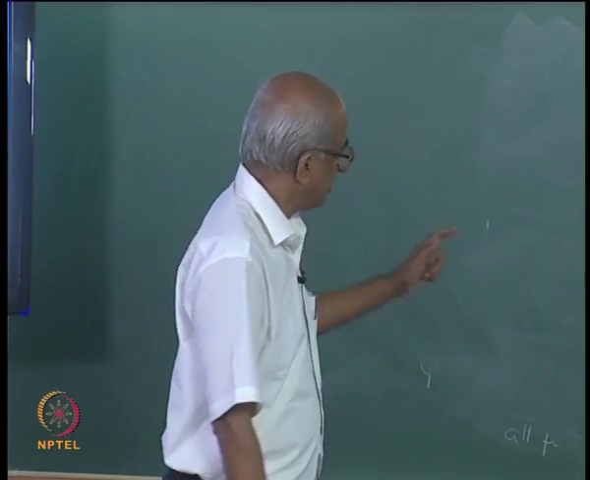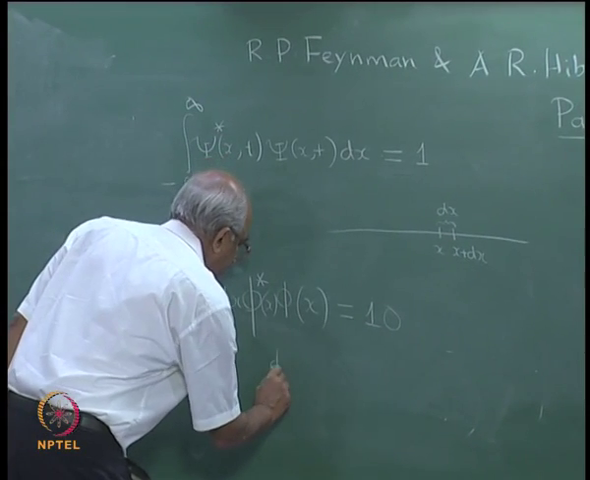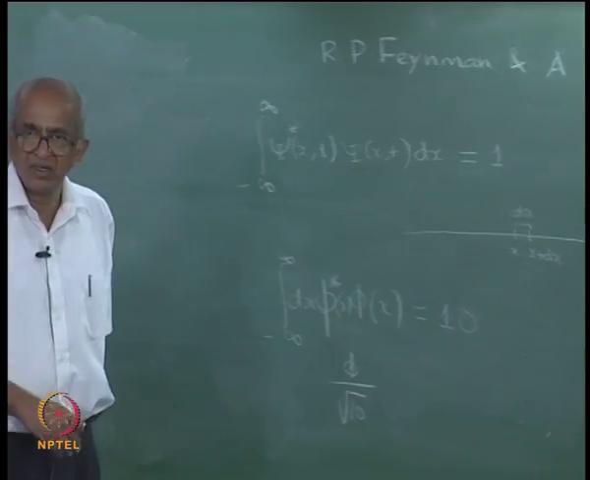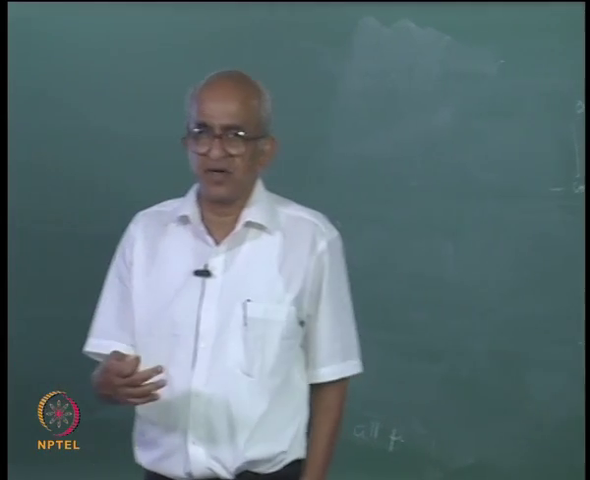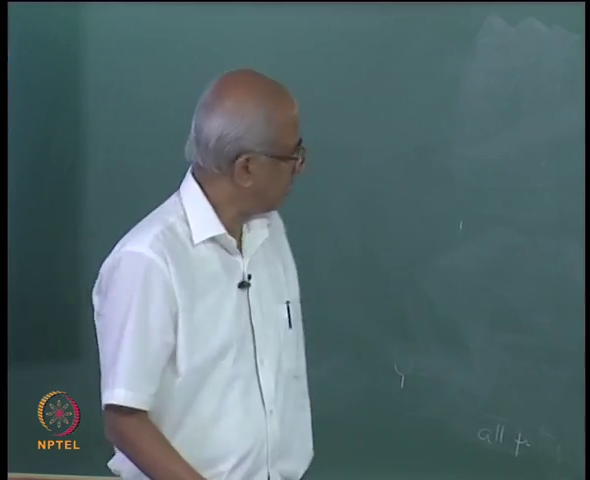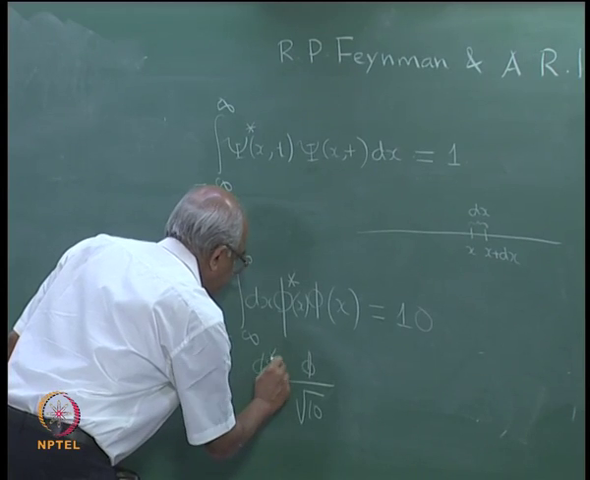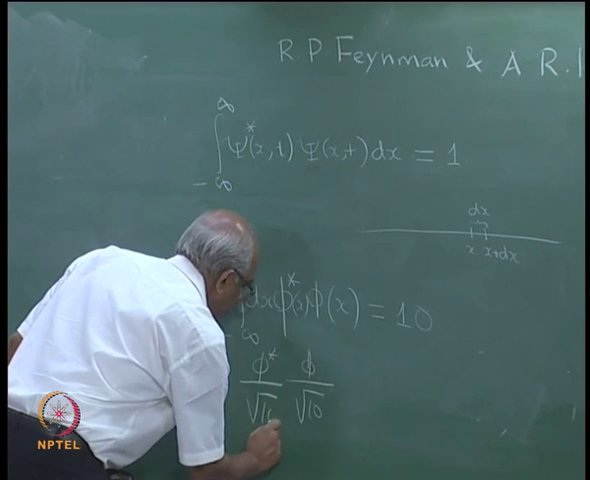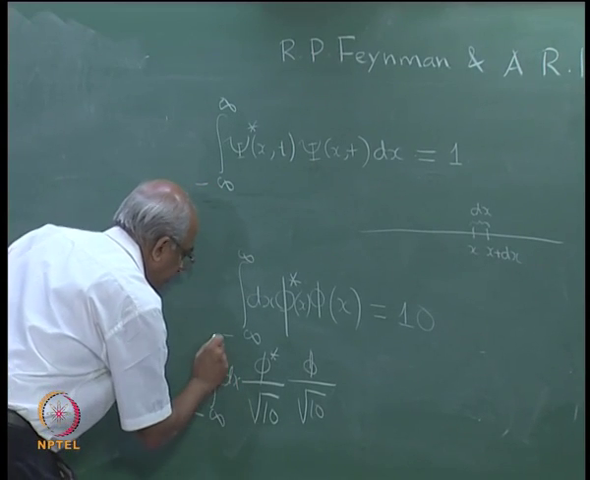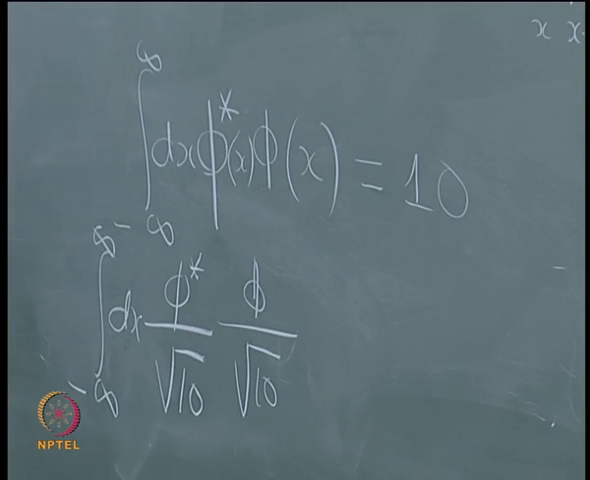But then if you think about this, from phi, suppose I constructed phi divided by square root of 10. This is a new function, it is not phi, but a new function which I have constructed from phi. What have I done? I have multiplied it by 1 by square root of 10, and now if I took this new function, multiplied it by its own complex conjugate and the volume element dx and integrated from minus infinity to plus infinity, what will be the answer? The answer will be 1.